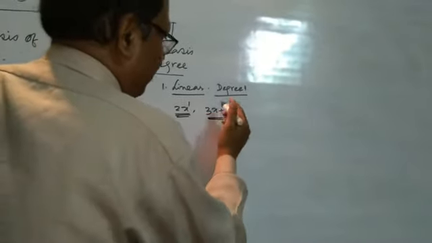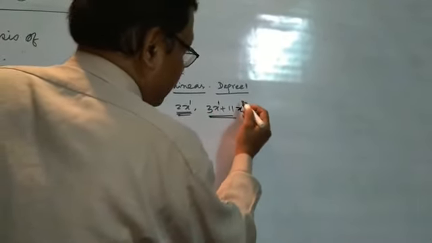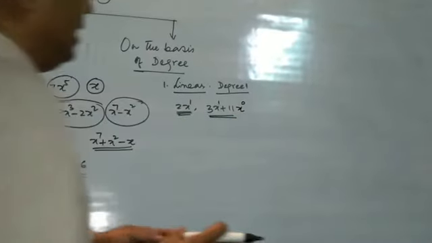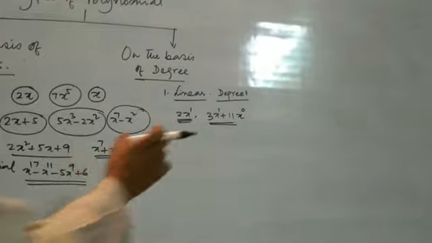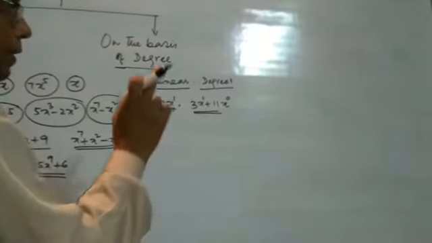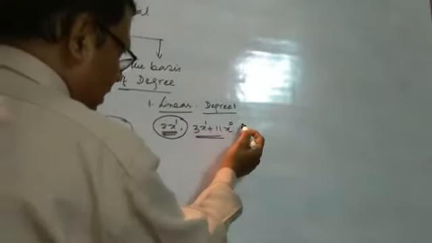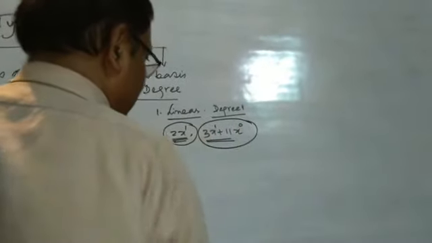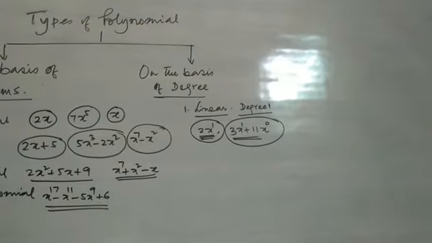What is the power of x? Here it is 1. What is the power of x over here? It is x to the power 0. So in the case of a linear polynomial, the highest power of the variable must be 1. This is also a linear polynomial. This one is also a linear polynomial as the highest power happens to be 1.